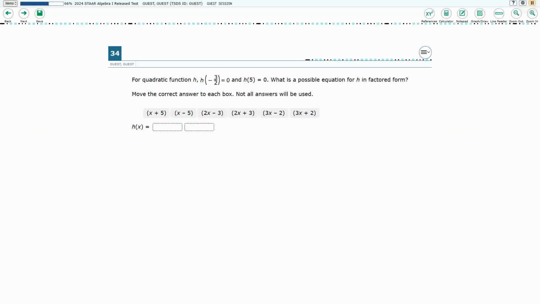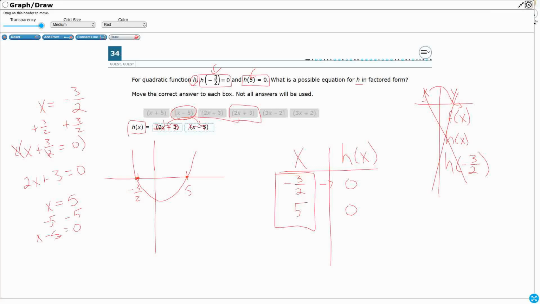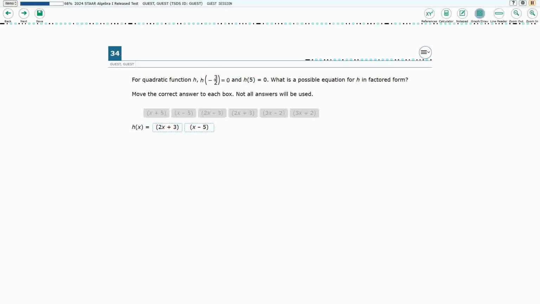So let's get our 2x plus 3. Let's get our x minus 5. Make sure that matches up with what we have. There we go. And that is our answer for 2 points.